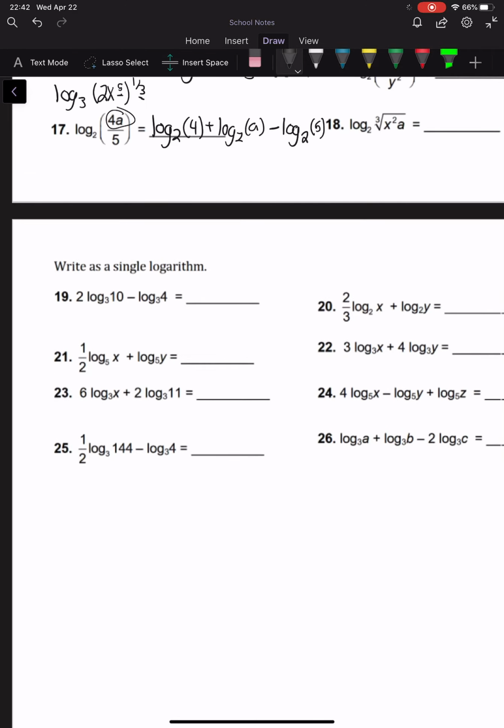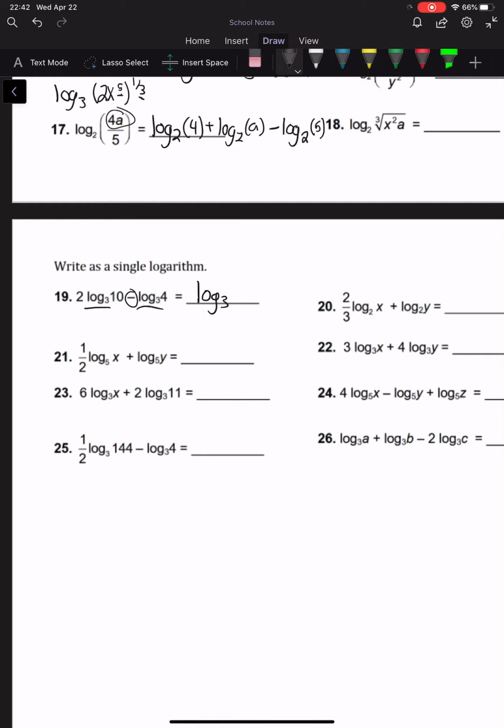Now our last 4 questions, we're going to be condensing everything into a single logarithm. So what's nice here is that everything is going to be log base 3. So we know that we're going to just use log base 3 for this. And we see that we have subtraction going on. So this tells us that we're going to be using the quotient rule for this.